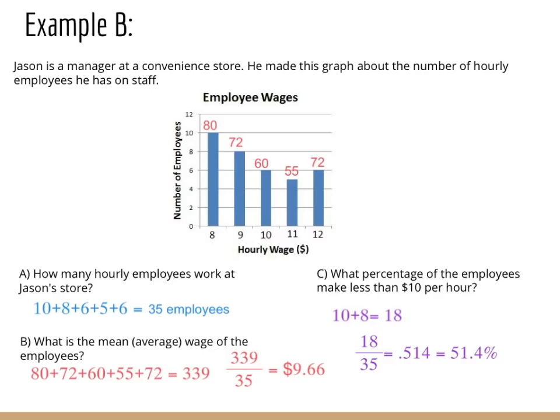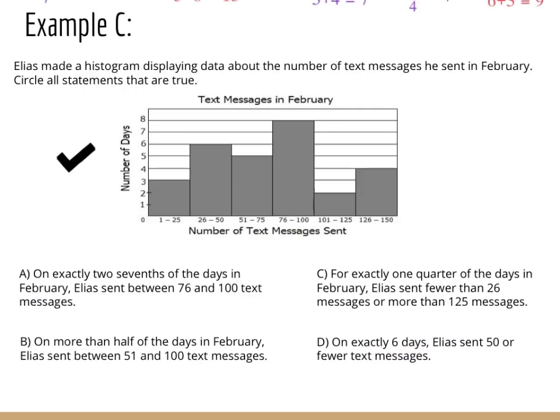All right, let's take a look at example C. So here we are at example C. It says Elias made a histogram displaying the data about the number of text messages he sent in February. Circle all the statements that are true.